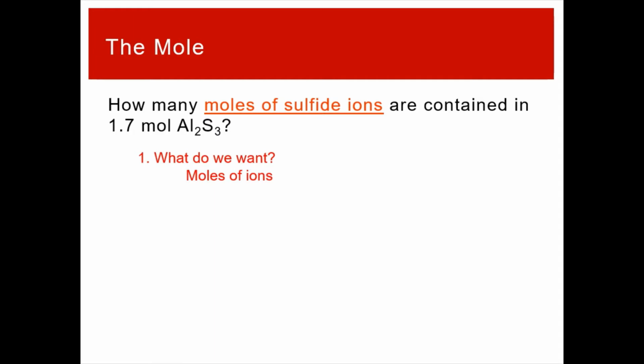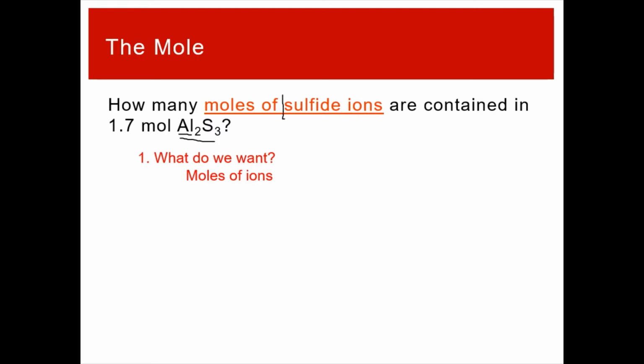Okay, so sulfide ions. We know that aluminum is a metal, so this aluminum sulfide is ionic. So the sulfur in there is not a neutral atom. Those are sulfide ions, anions, because the aluminum is a metal, so it has to be a cation. We've used atoms in the previous examples, which is a little bit different because we're dealing with an ionic compound. But again, we want moles of sulfide ions.